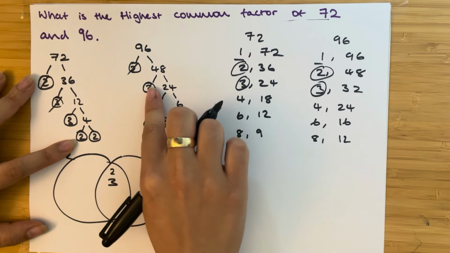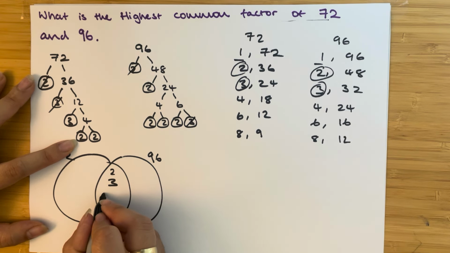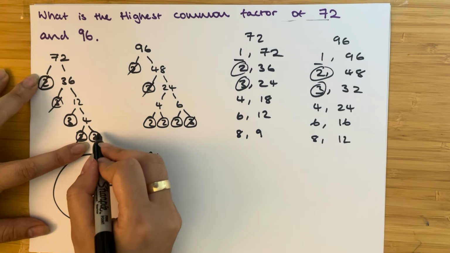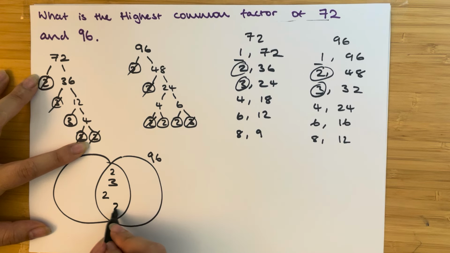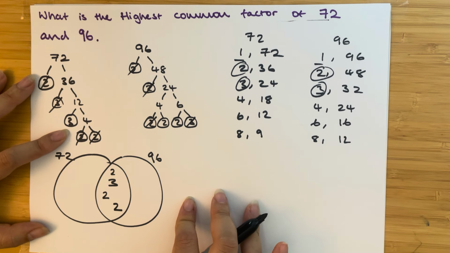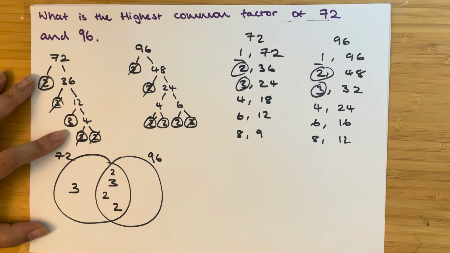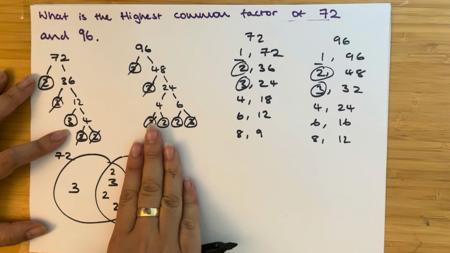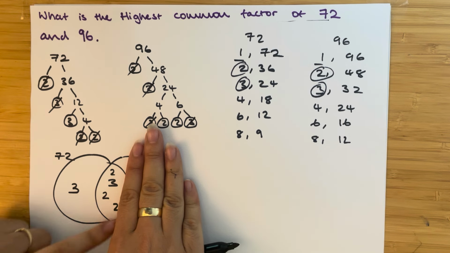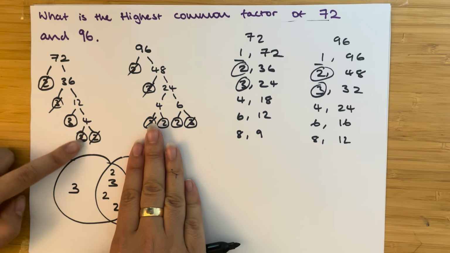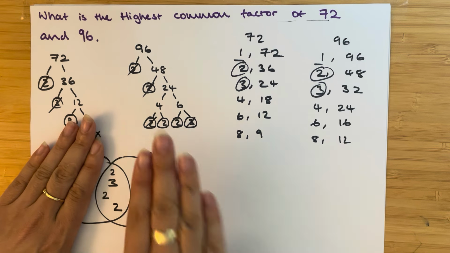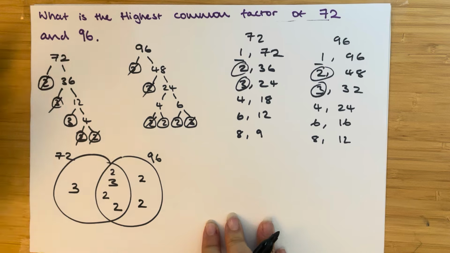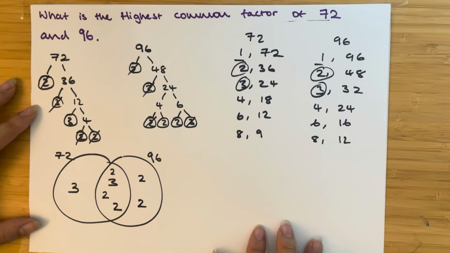2 and 2. And then 2 and 2. Okay, so there's a 3 remaining on this side, so I'm just going to put that there. And so when I cover up 96, everything here will make up this list. And we want the same for this side, so we're going to put 2 and 2, and that will complete the Venn diagram.